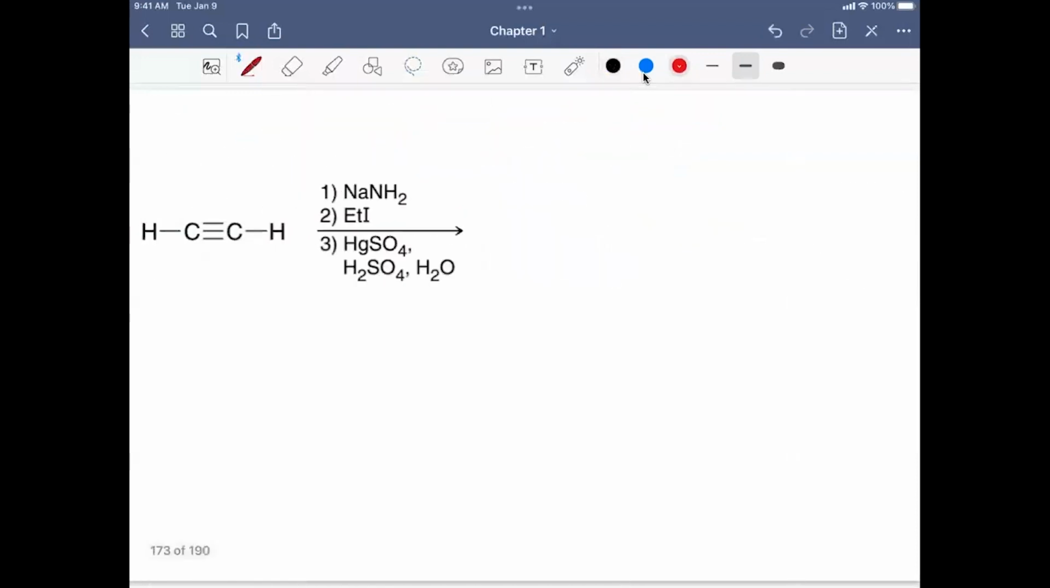All right, let's try to figure out what the products are if we're given the reagents. So if we're given a triple bond, and our first reagent is to add an ethyl group, so NaNH2 and EtI. So we're adding an ethyl group. And our second reagent is this HgSO4, H2SO4, H2O. What is that reagent? I'll give you guys a few seconds to think about it.